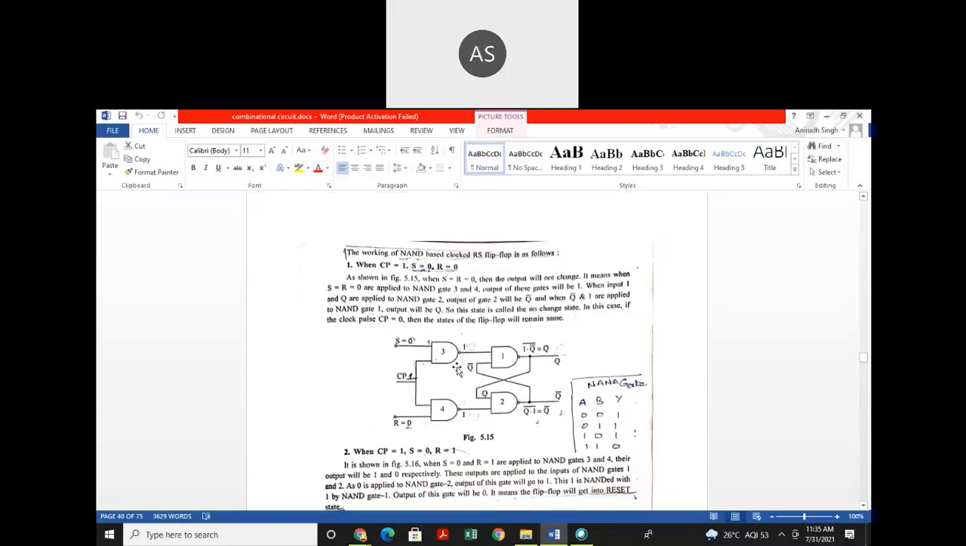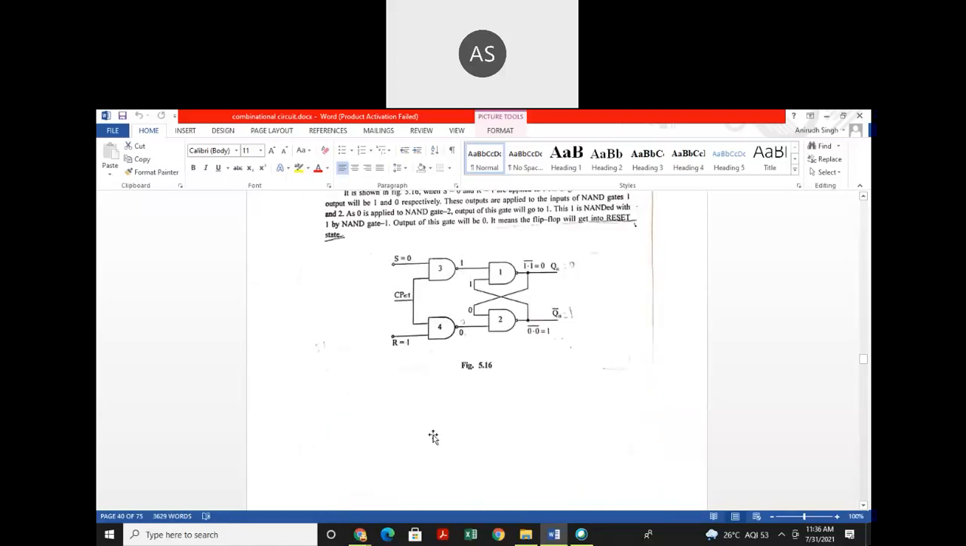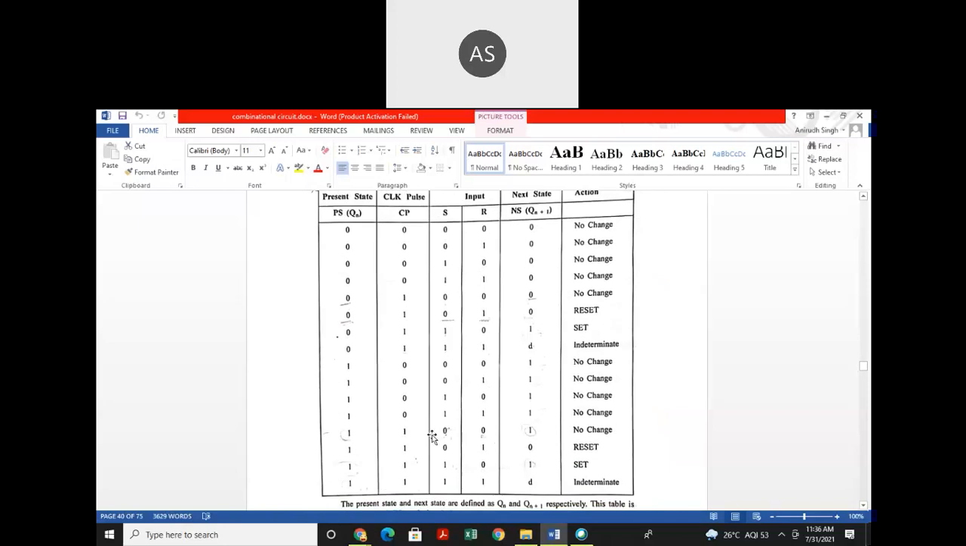In the first case, when S and R both are 0, then here we get 1 and 1. And we saw that there is no change in the state of this. When clock pulse is 0, it means one terminal of the NAND gate is 0, so here we get 1 and 1. It means there is no change in state. So we can say that when clock is 0, there is no change in state.